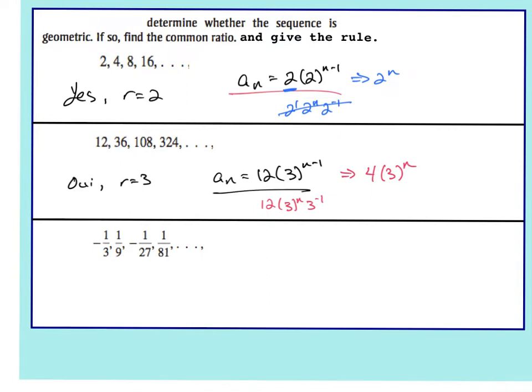All right? Negative 1/3, 1/9, negative 1/27, 1/81. Can you always see it? So, is it geometric? Yes. I already know what the ratio is. What's my ratio? Negative 1/3. Fantastic.